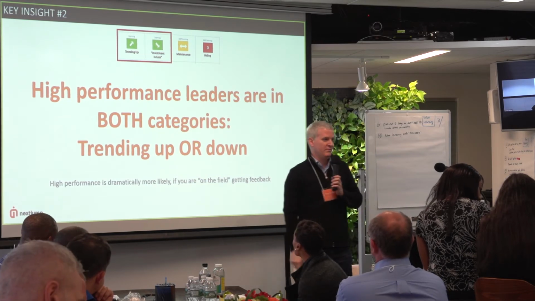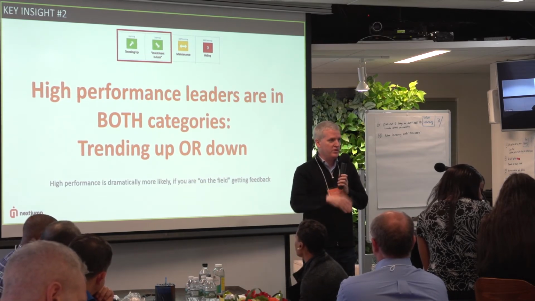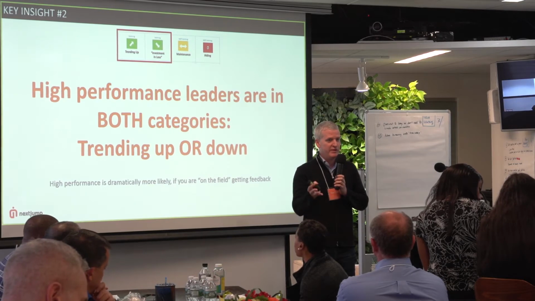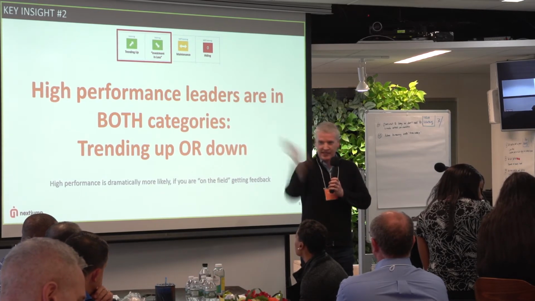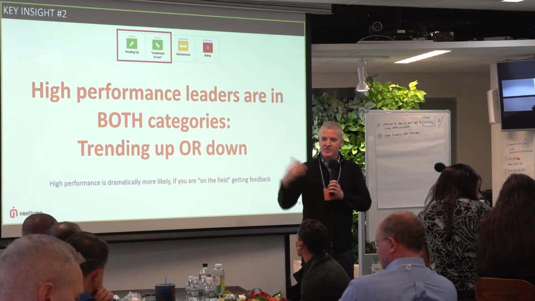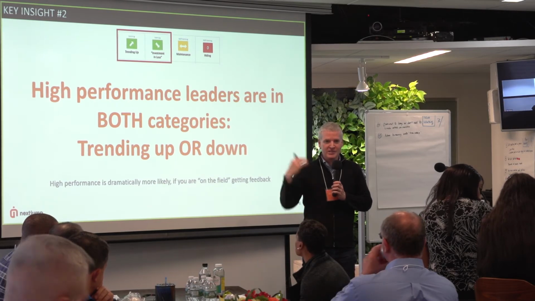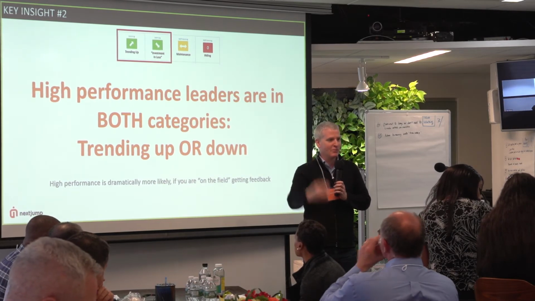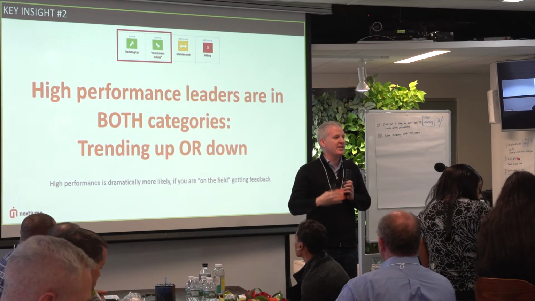The second key insight is that high-performing leaders are in both categories on the left, the green buckets, up and down. Our best performing individuals and best performing teams, if you look at their feedback, it's up and down. It's kind of like a heartbeat. Why is that? It's because they're actually putting themselves out there. They're trying stuff. They're breaking things. And what we interpret that to mean is they're learning.